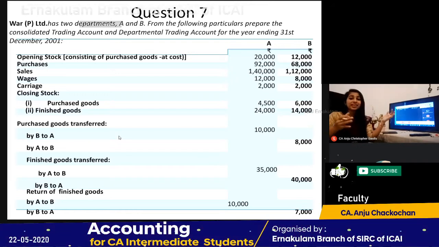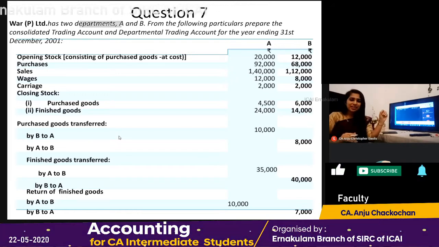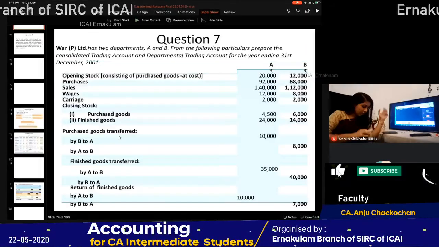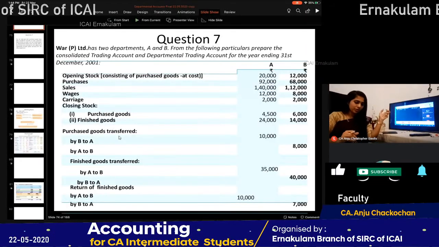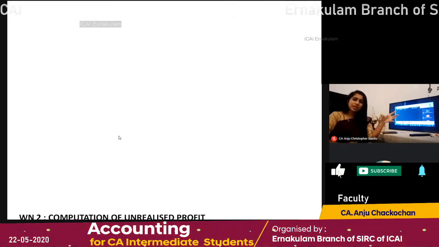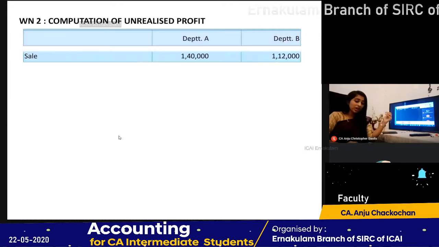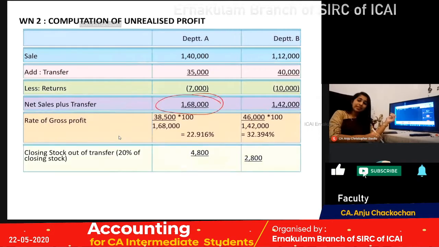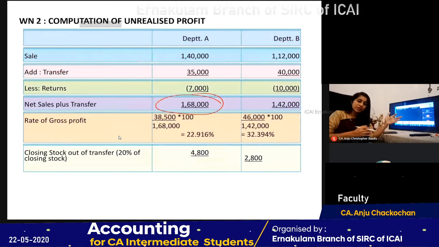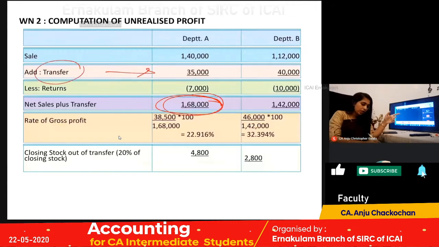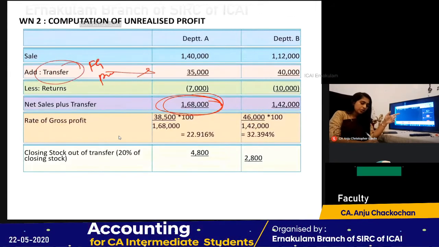We had to prepare the consolidated account as well. In the consolidated account, we had to compute the unrealized stock reserve, which was a bit time consuming, because we had to work out a few GP percentages and the closing stock, and then do a cross referencing. We computed the final sales: we added the transfer, reduced the returns, and then got the net sales. In the transfer we took only finished goods transfer. Purchase goods transfer we did not take because it was transferred at cost.